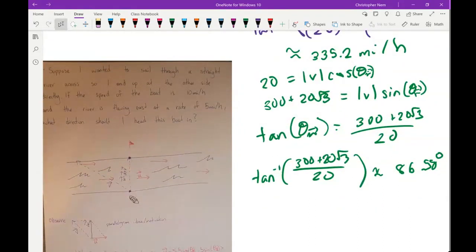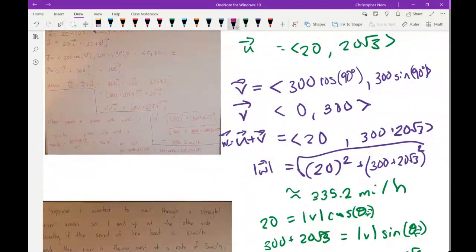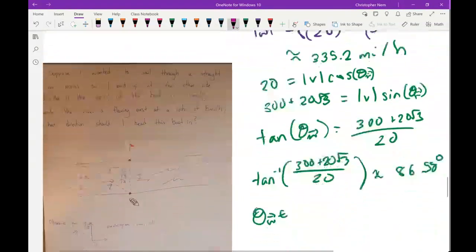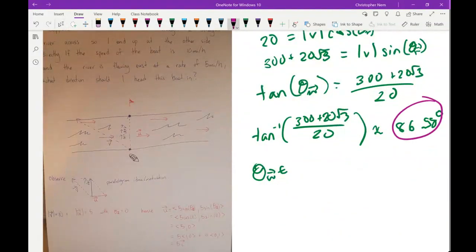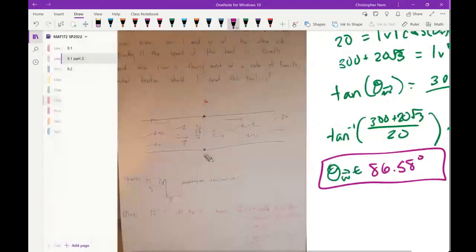Well, you have to be careful. When you solve for your angle measurement, you have to know what quadrant your angle should live in. It is very important. Notice that the components of w are both positive, so my angle measurement better live in the first quadrant. Quadrant still matters. And in this case, 86.58 degrees is in the first quadrant, so I can say 86.58 degrees is the true direction of the plane after the air currents or the wind.